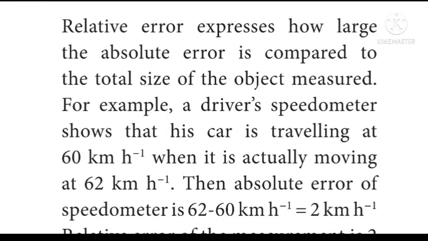Let us discuss relative error in detail. Relative error expresses how large the absolute error is compared to the total size of the object measured. For example, a driver's speedometer shows that his car is traveling at 60 km per hour when it is actually moving at 62 km per hour. Then the absolute error of the speedometer can be written as the true value minus the measured value, which is 62 minus 60 km per hour, which will become 2 km per hour.